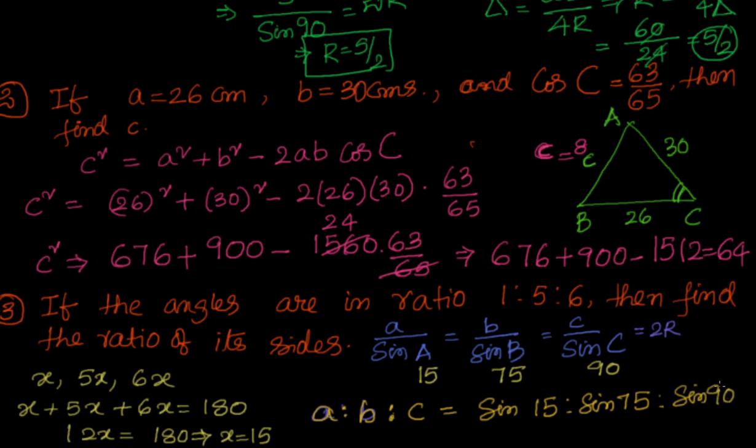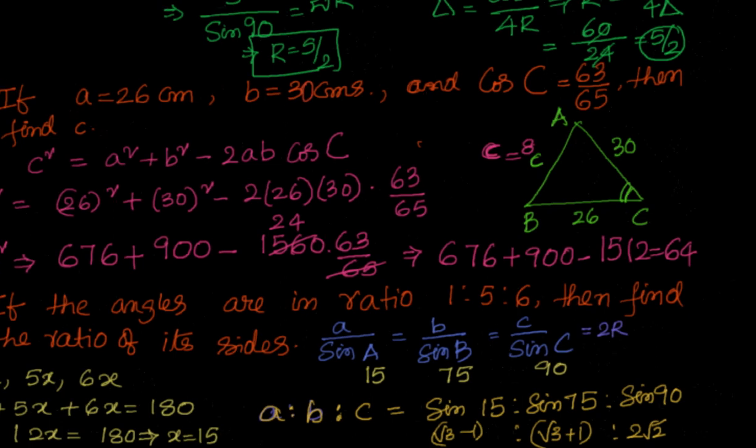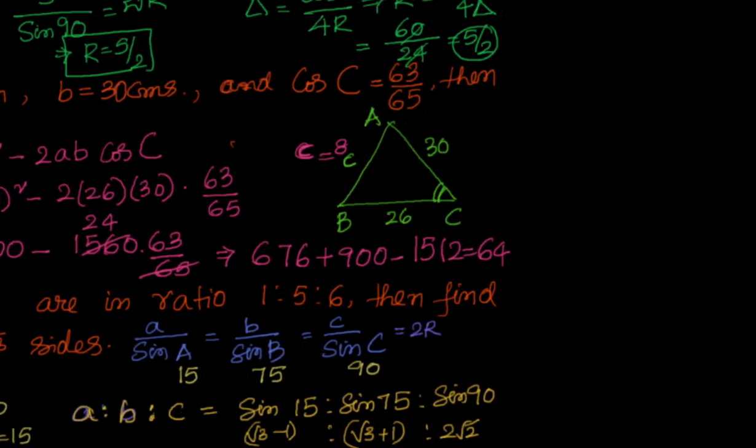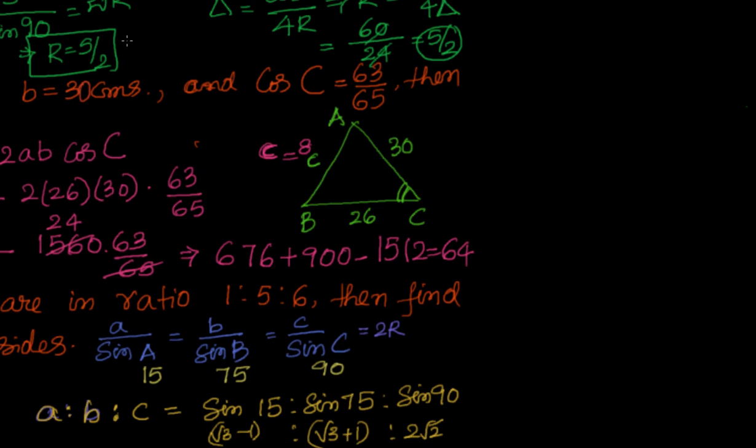How to calculate sin of 15 degrees? Sin of 45 minus 30. How to calculate sin of 75? 45 plus 30. And sin of 90 you know. If you simplify and cross check that, that will be root 3 minus 1 is to root 3 plus 1 is to 2 root 2, because sin 90 is 1. Sin 15 is sin of 45 minus 30. If you simplify, I'll do it here. I'll do sin 15 and sin 75 here. Okay, let me do that.